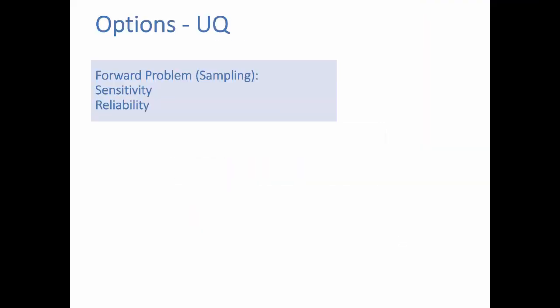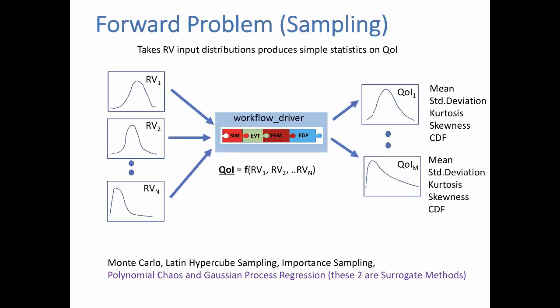So let us continue and now look at the options available within the UQ panel. There are three types of method available. We have forward problem, better known as sampling, sensitivity, and reliability analysis options available. For the forward problem, we've seen these. We're taking the distribution on our random variables. We have our workflow, and we run a number of simulations, and then once we're done, the results show you the mean, standard deviation, kurtosis, skewness. You can look at the CDF and PDFs. For each quantity of interest, you can do that.